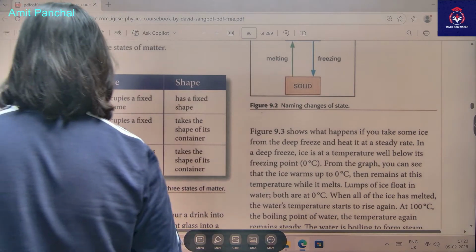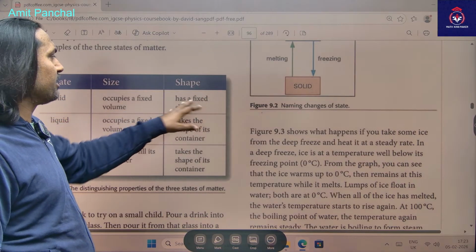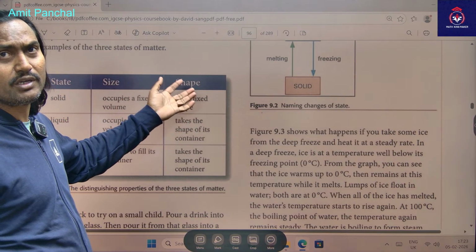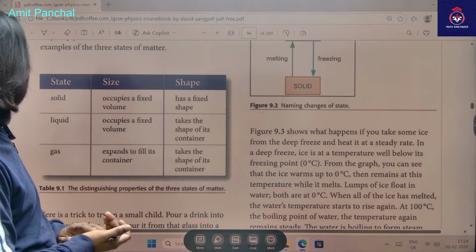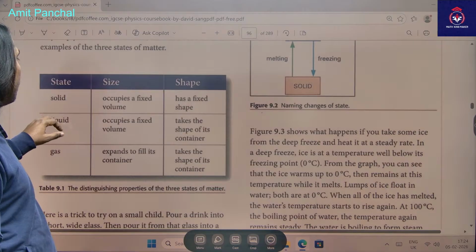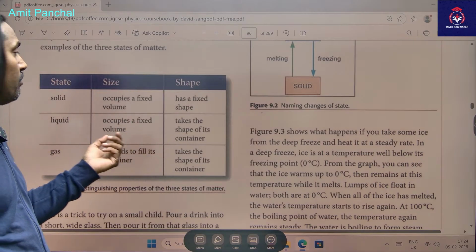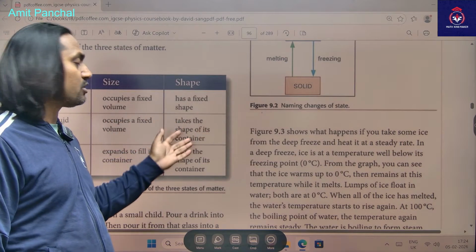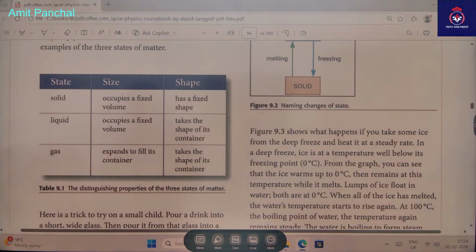So now, a solid occupies a fixed volume. It has a fixed volume and a fixed shape. Its volume and shape can't be changed. And once we talk about liquid, it occupies a fixed volume, but takes the shape of its container. So whatever container you have, the liquid will take its shape.